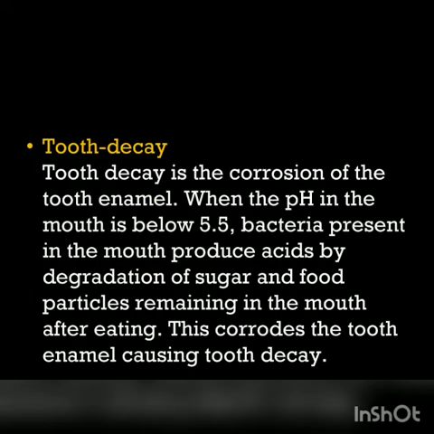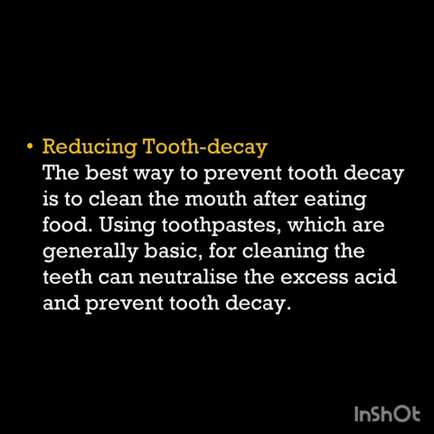Tooth decay. Tooth decay is the corrosion of tooth enamel. When the pH in the mouth is below 5.5, bacteria present in the mouth produce acids by the degradation of sugar and food particles remaining in the mouth after eating. This corrodes the tooth enamel causing tooth decay. Reducing tooth decay. The best way to prevent tooth decay is to clean the mouth after eating food. Toothpastes, which are generally basic, can neutralize the excess acid and prevent tooth decay.